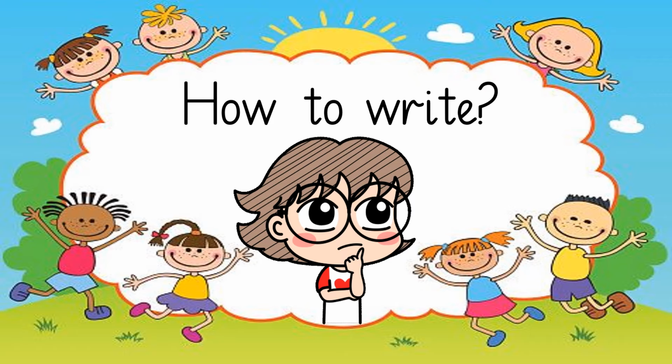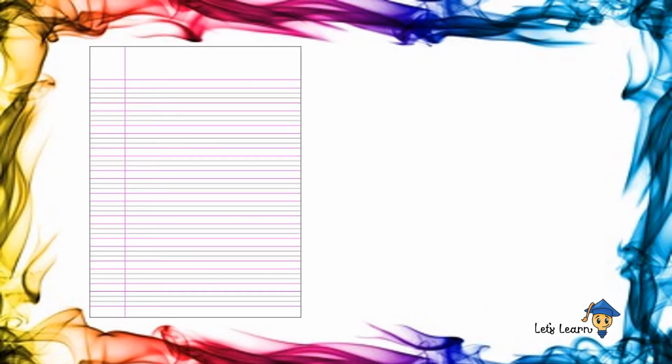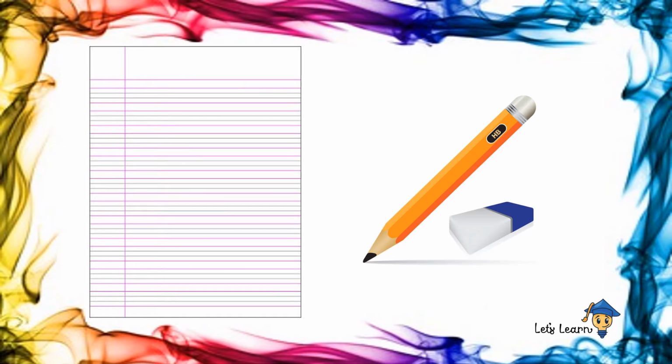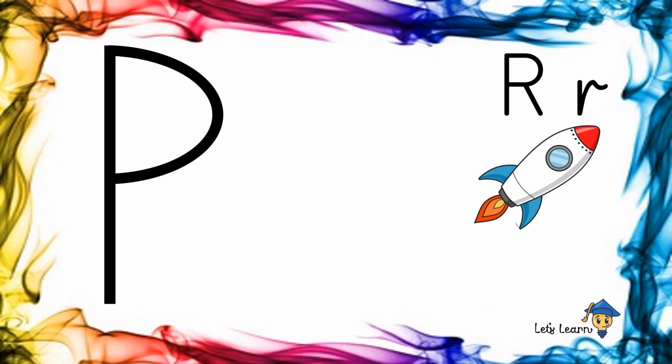Robot. Let's find out how to write uppercase R and lowercase r within the 4 lines. For this, you need your English exercise book, pencil and eraser. Be ready with them. Let's find out how to write it first. Go down, make a round, and a line on the right. This is how we can write uppercase R.